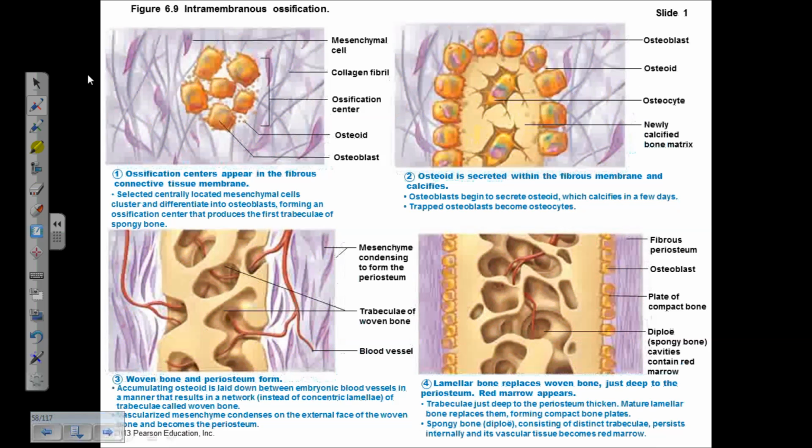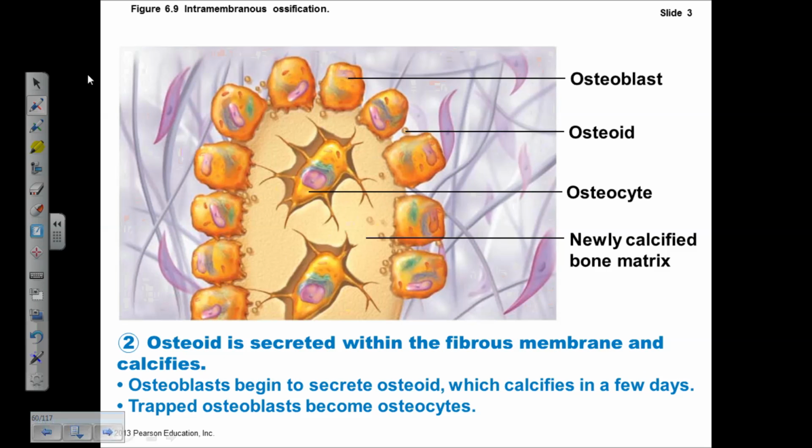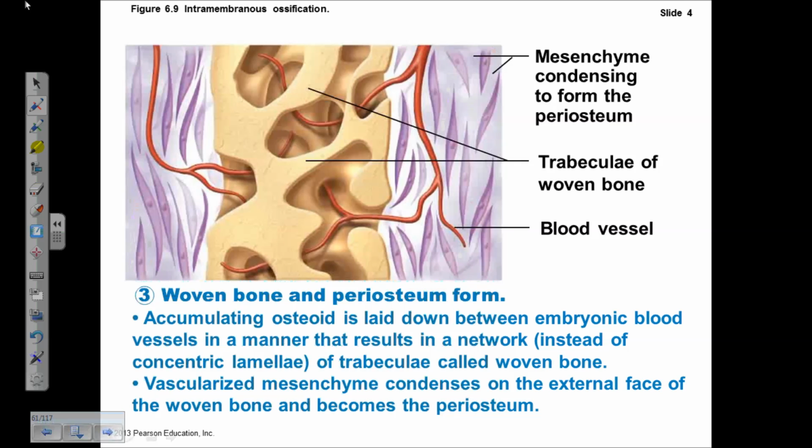So, in intramembranous ossification, the first step would be the formation of the ossification center with the osteoblasts that secrete osteoid. Okay? So, osteoid will form the first trabeculae of the spongy bone, and osteoblasts that are trapped inside the osteoid will become osteocytes. Osteoid becomes calcified and develops the woven bone. You see that woven bone is very well vascularized.